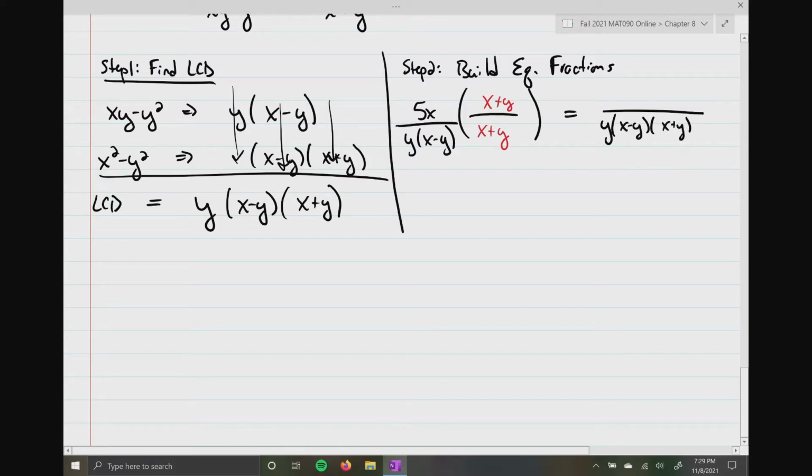Now, if you're asking yourself, well, how did I know that? You got a y, you got a y. You already have an x minus y, you already had the x minus y. The thing you were missing is that x plus y. So that is why we chose x plus y over x plus y. Now remember, just be very, very disciplined and just rewrite it, okay?